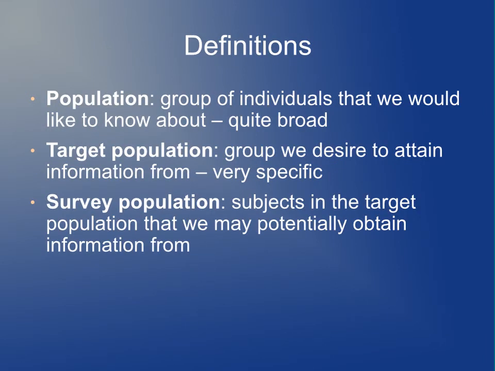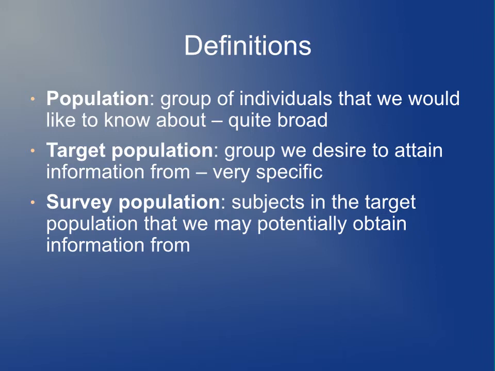So some terminology: population is the group of individuals that you'd like to know something about, which is typically very broad. Say you want to know something about women between the ages of 20 and 45 in the United States.